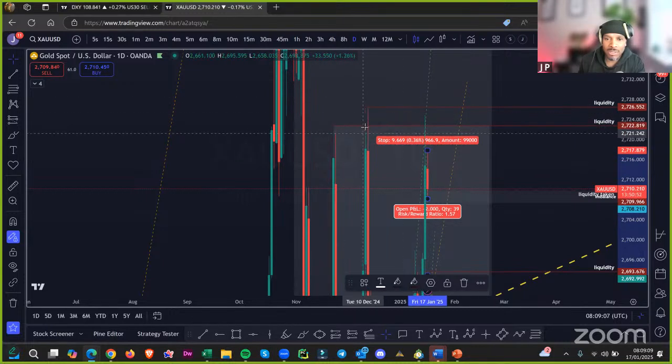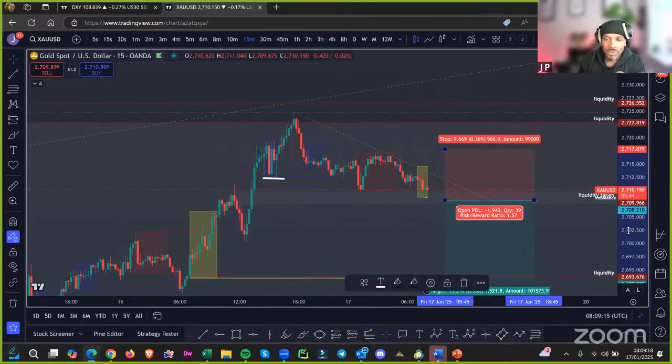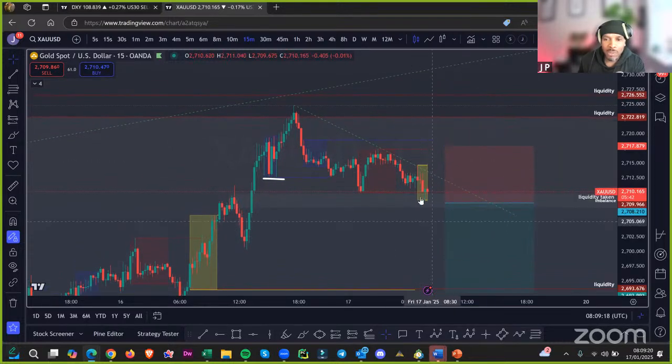Obviously we did get a nice grab of liquidity above these highs. I'm still concerned about this liquidity here. However, I have to trade what I see. Right about now we can see liquidity has been taken from this level here. We might get a reaction up into this level, but ultimately maybe the market decides to close below here.